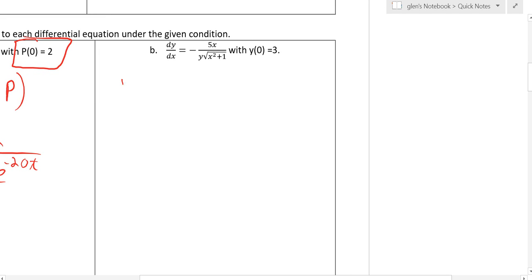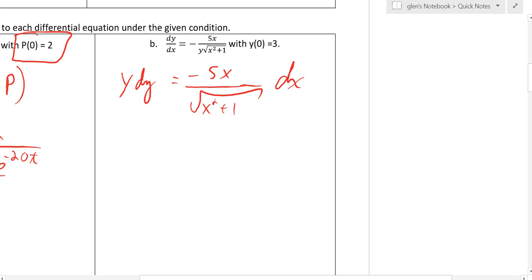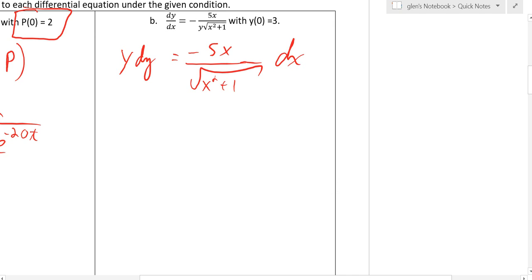So this is going to become y dy is equal to negative 5x over the square root of x squared plus 1 dx. Cool. If that x wasn't on top, we'd have to do a trig substitution, right? Wouldn't that be fun? We're not going to do that. When you integrate y, you get a half y squared.